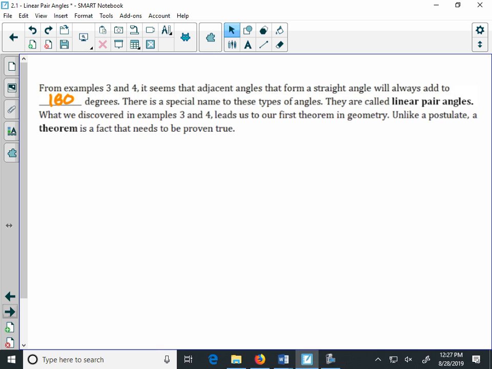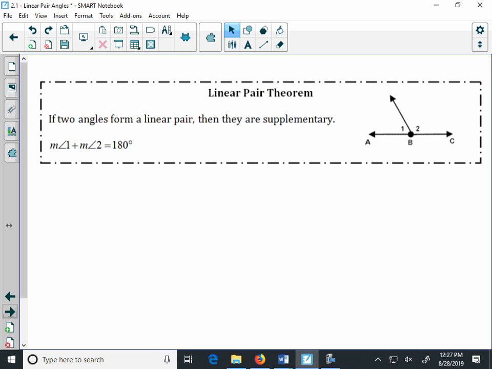What we discovered in examples 3 and 4 leads us to our first theorem in geometry. Unlike a postulate, a theorem is a fact that needs to be proven true. So a postulate is just kind of one of those no-brainer things. You don't really have to argue for the truth. It's kind of obvious that it is. A theorem, someone made that statement, and then had to back it up with text and math. Okay? So we are going to talk about that proof informally. Let's talk about the formal proof later on.